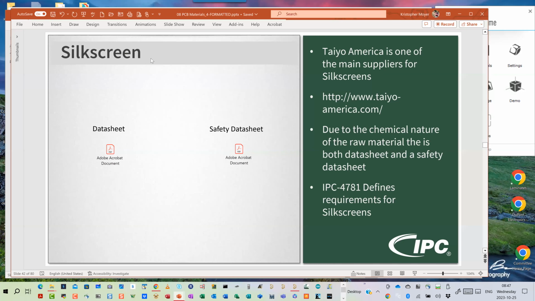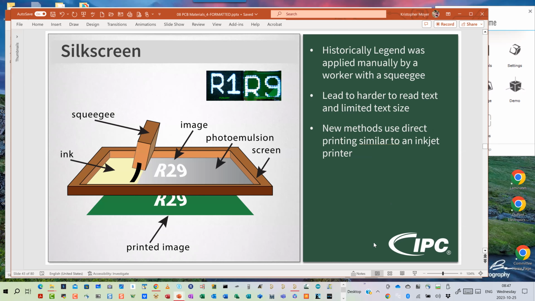Next, we're going to talk silkscreen. The technical term we should actually be using is legend. Silkscreen is actually a process for applying it. The technical term is legend ink, and we'll talk about that in a minute. In the same way that Tyo America makes the solder masks, they also make the inks that we can print on the boards for our text and our references and so on. Same statement due to the chemical nature. Where IPC SM840 defines the properties of the solder mask materials, IPC 4781 defines the requirements of the silkscreen or legend ink materials. Historically, legend was applied manually by a worker with a squeegee, just like the solder masks.